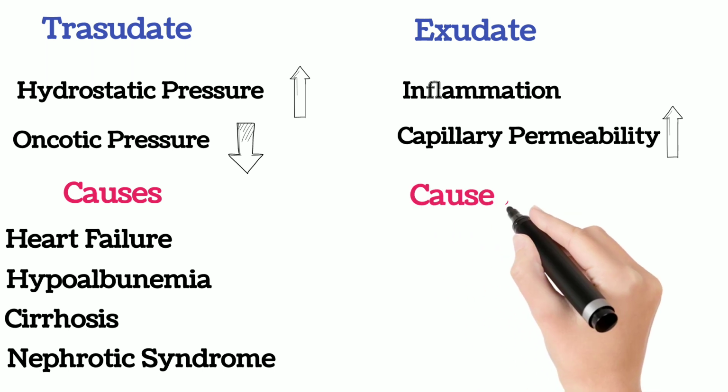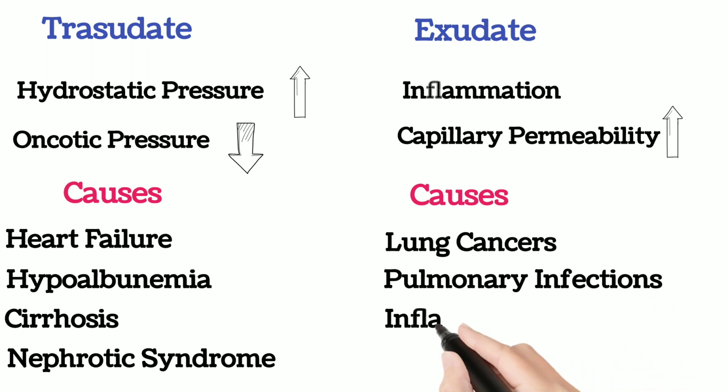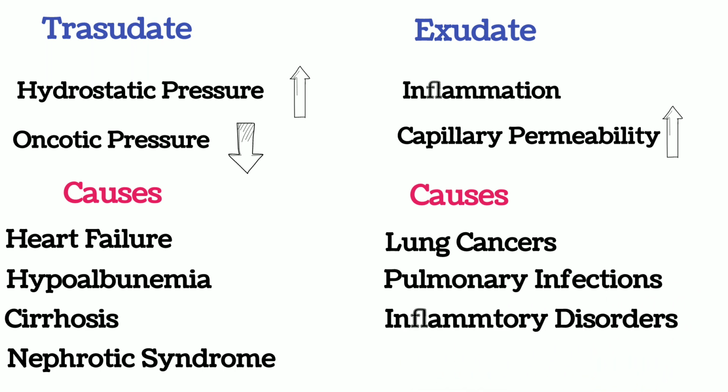Causes include lung cancer, pulmonary infections such as pneumonia, and tuberculosis, inflammatory disorders such as rheumatoid arthritis, gout, bronchitis, trauma, etc. Light's criteria are used to differentiate between exudate and transudate pleural effusion.